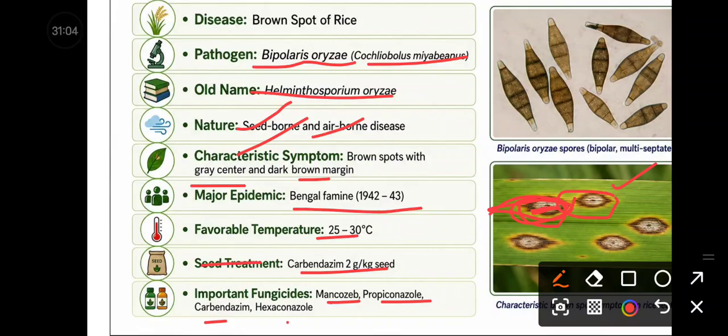Okay, so this is about the brown spot of rice. Remember, it is the reason behind the Bengal famine. Then about it being seed-borne. Its pathogen you have to remember. Then about seed treatment, its dose, and about the foliar sprays.